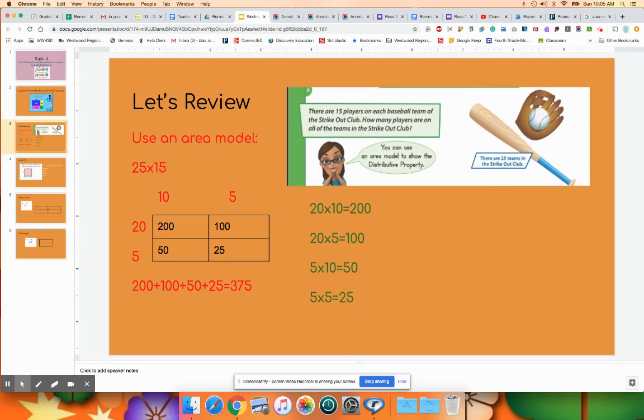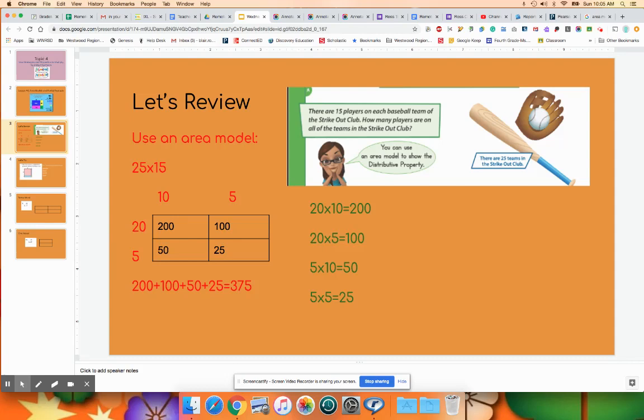So I'm not going to model it with grid paper today. We're just going to make a box. So I have my box set up here. I broke apart my 25 into 20 and 5. And I broke apart my 15 into 10 and 5. And so I'm just going to do my multiplication. 20 times 10 is 200. 20 times 5 is 100. 5 times 10 is 50. 5 times 5 is 25. These are my partial products.